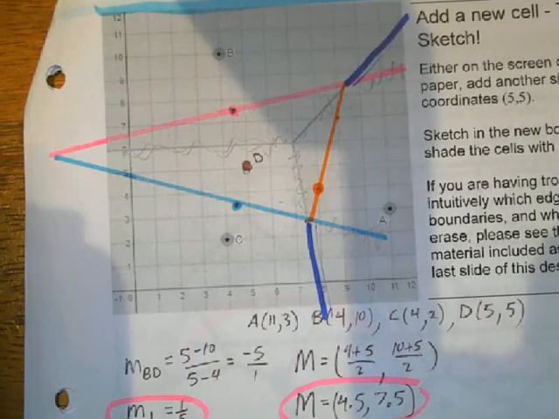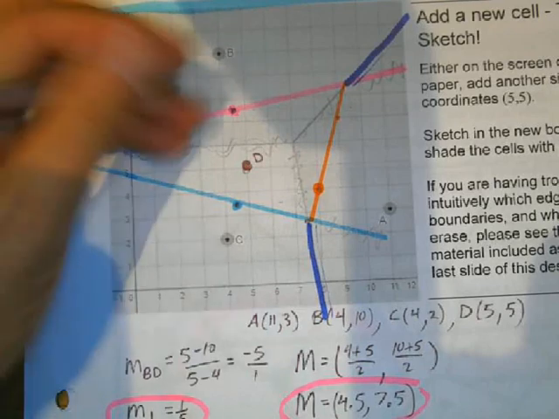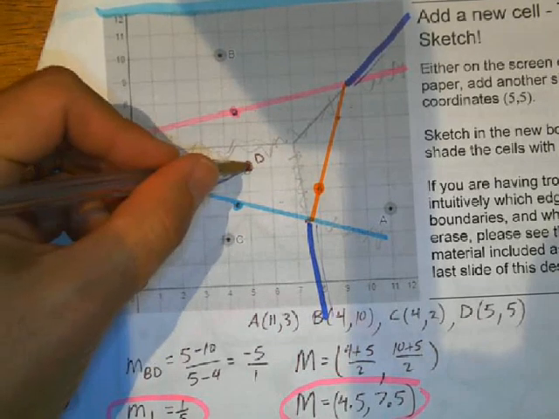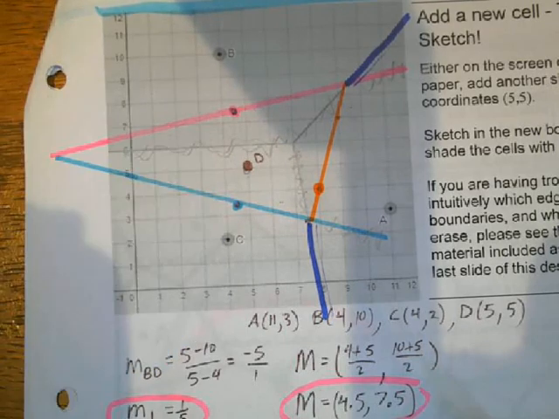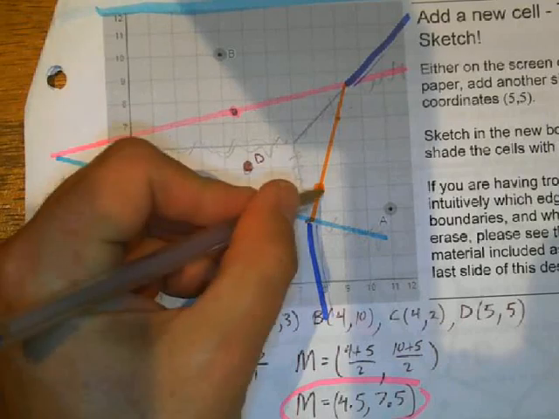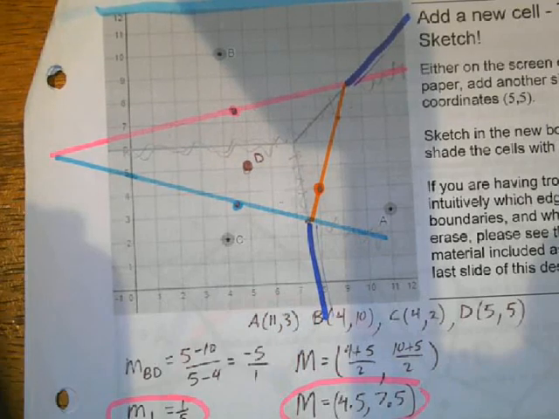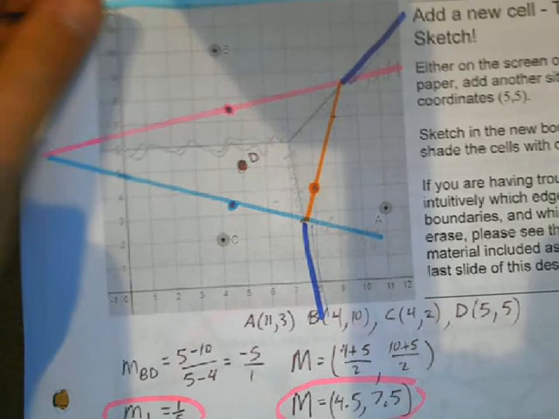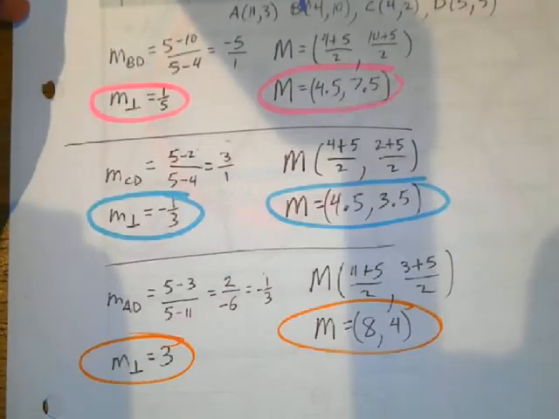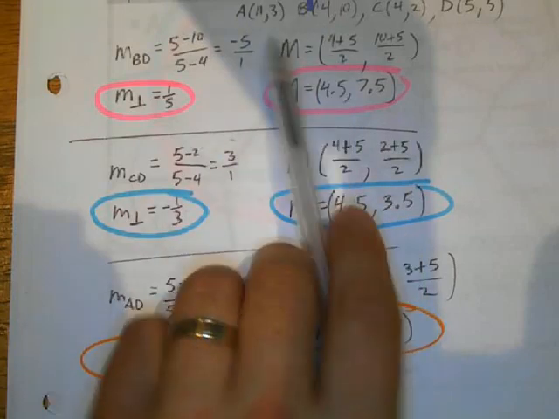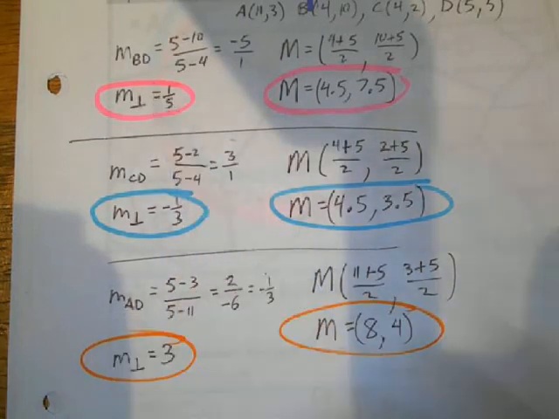So what did we do? We found the midpoint between B and D, we found the midpoint between D and C, and we also found the midpoint between D and A. So I needed to figure out these midpoints. And then the other thing I needed to figure out was the slope. So I've got my work right here that I can show you. So let's talk about one of these examples, and then you should be able to see the rest for yourself.